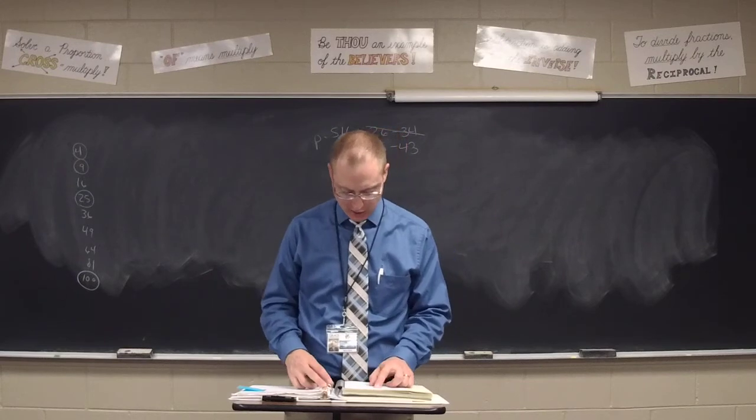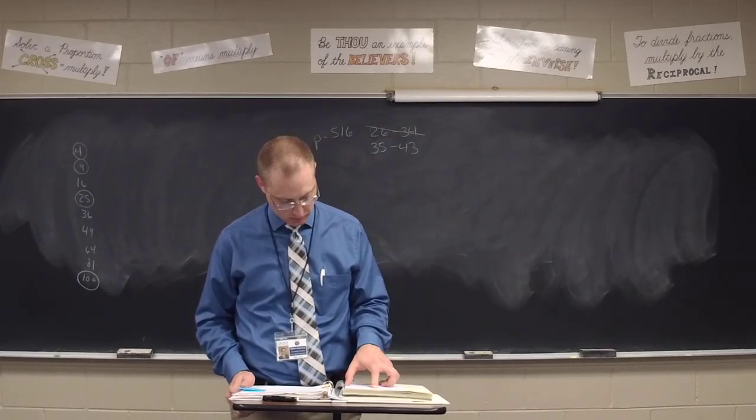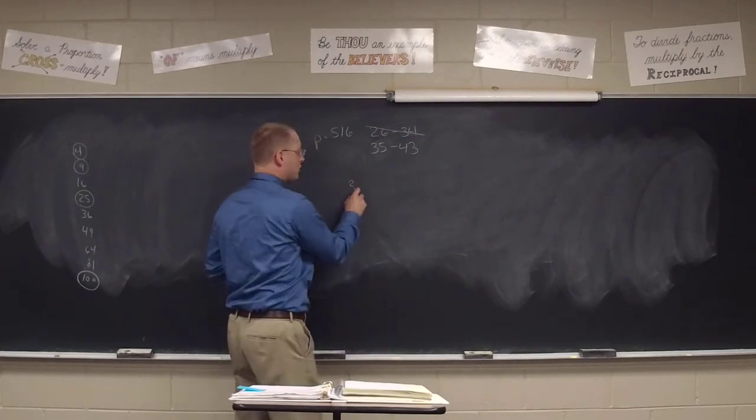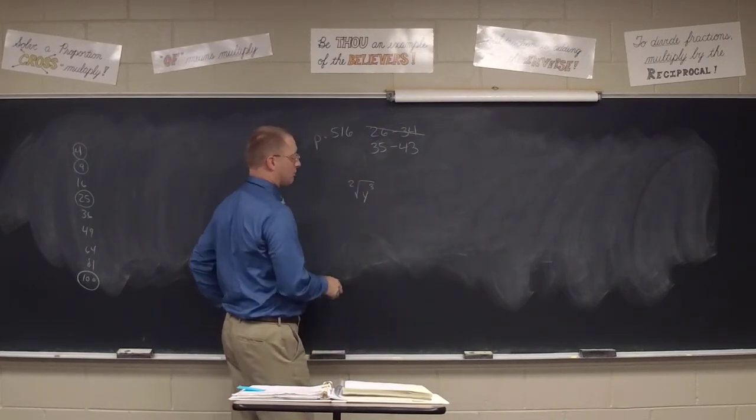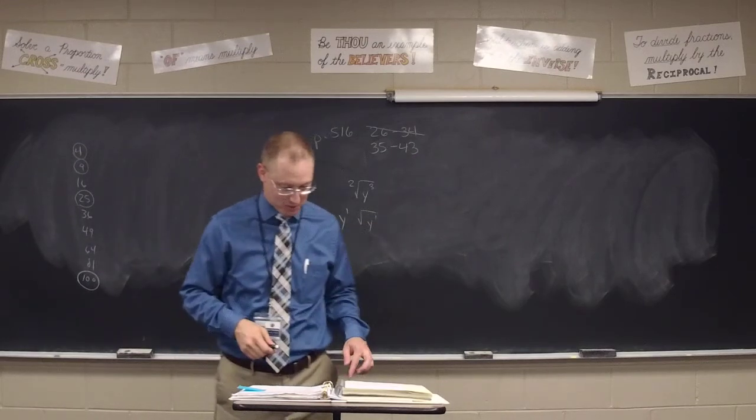Number 36, Danielle. Y squared times the square root of y. How many times does 2 go into 3? 1. Only once, with 1 left over. So y times the square root of y.